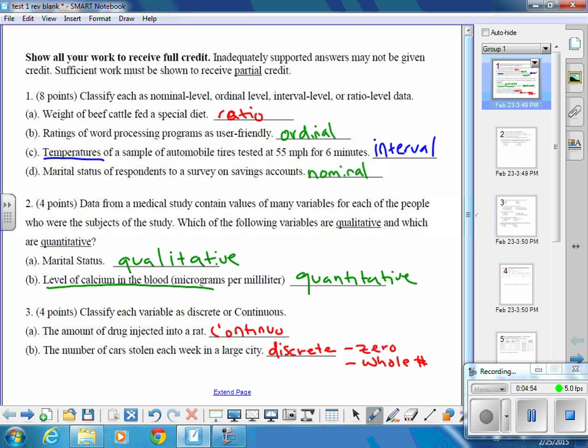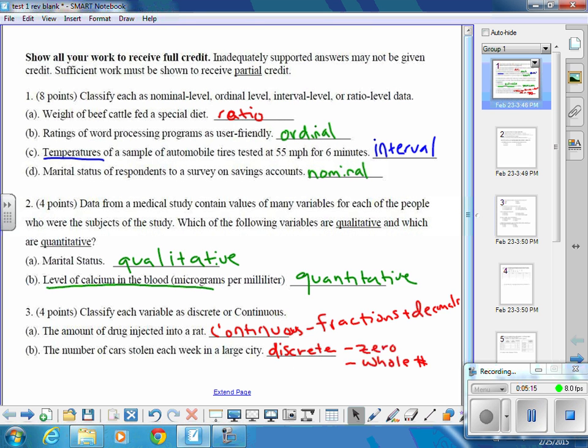Oops, I spelled something wrong. Here we go. Okay, so this is because there are fractions and decimals.